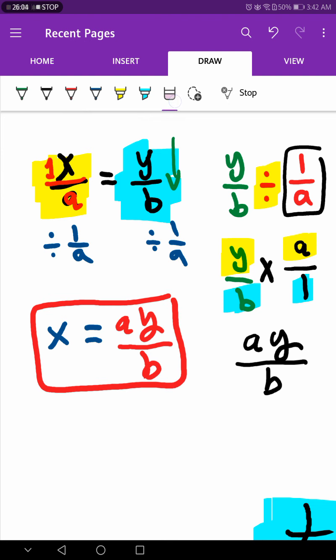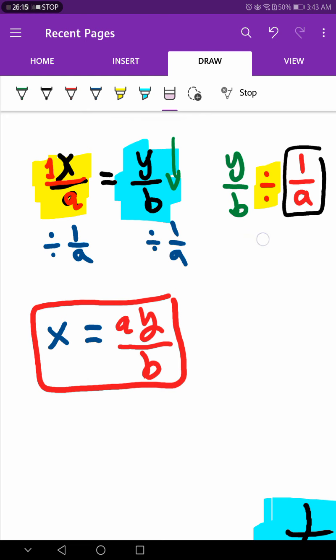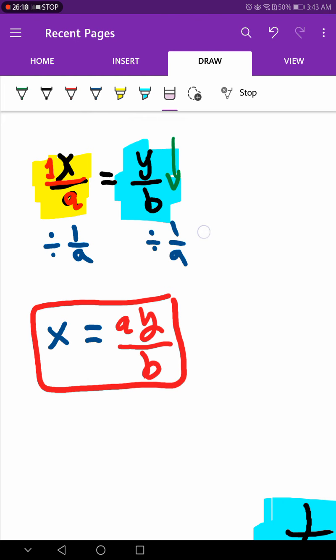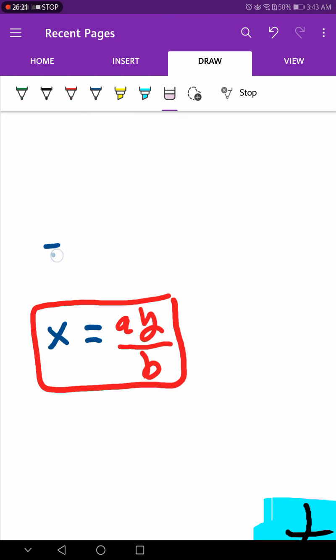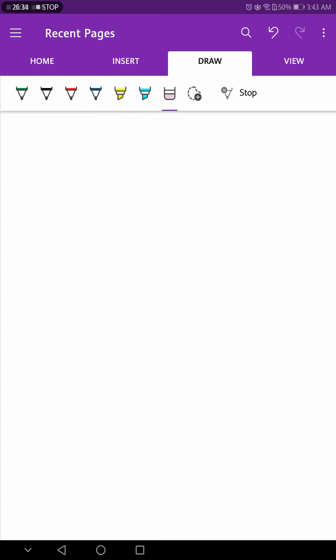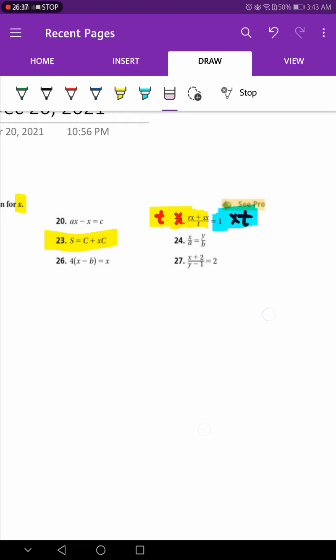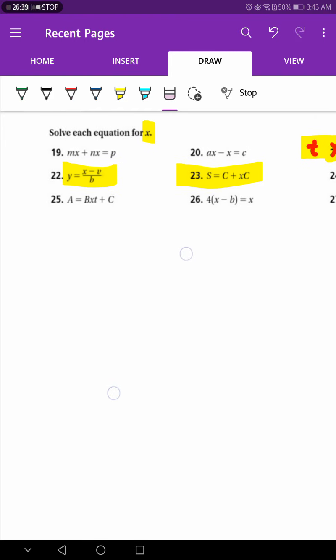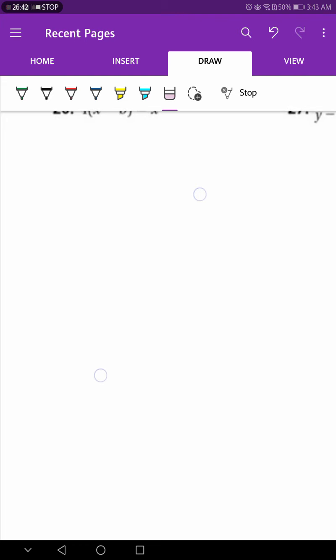Teacher, do we deal with the letters or variables like the numbers? Yes. But actually you don't know the value of the letters. So you just multiply and you keep the letter, like A multiplied by Y equals AY or YA. It is easy. So this is the solution of the equation for X. Okay, my dear student. I took a long time, sorry for that, but let me take number 26.